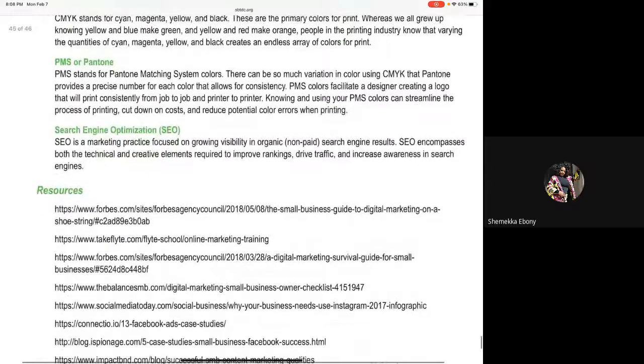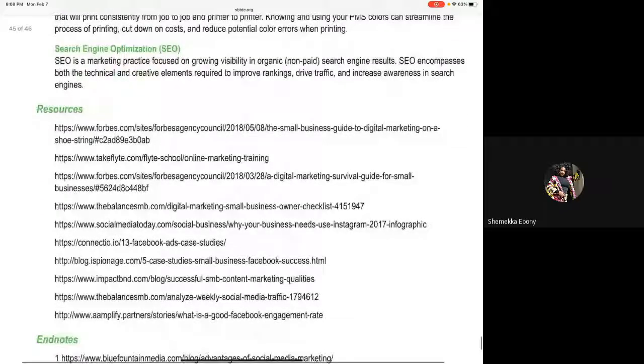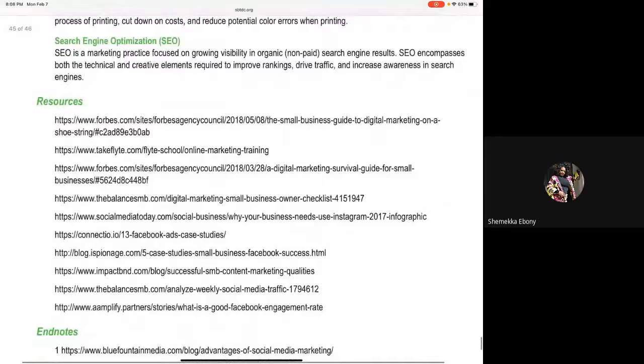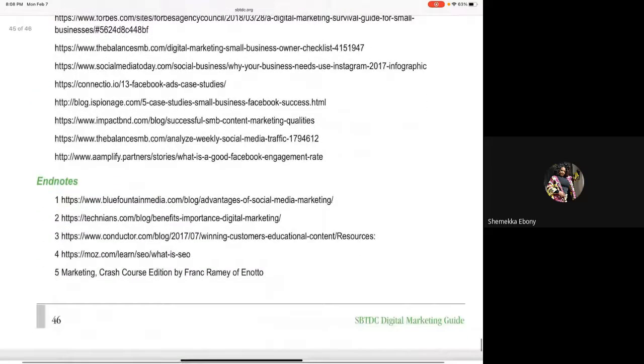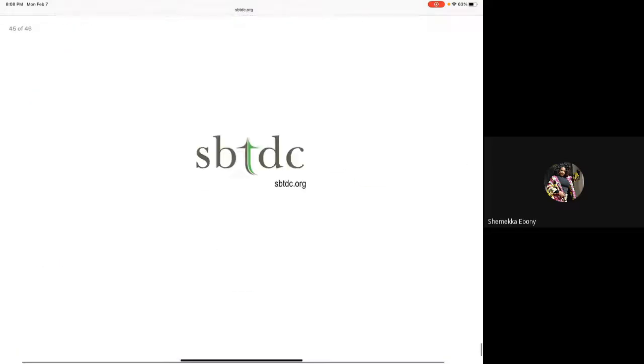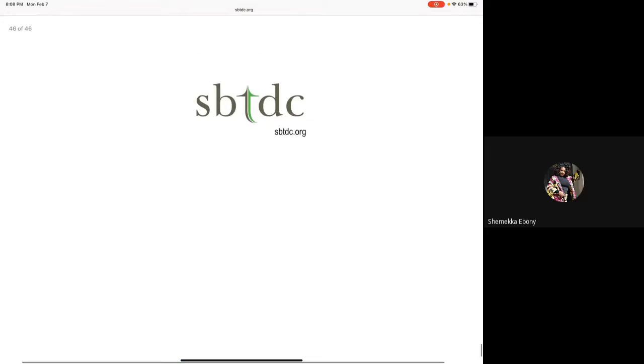And then here's another link of resources. So you'll be able to click on any of these and be able to have access to a further deeper dive into what it is you're looking for. And then they have a little section on endnotes. And that is the digital marketing guide.